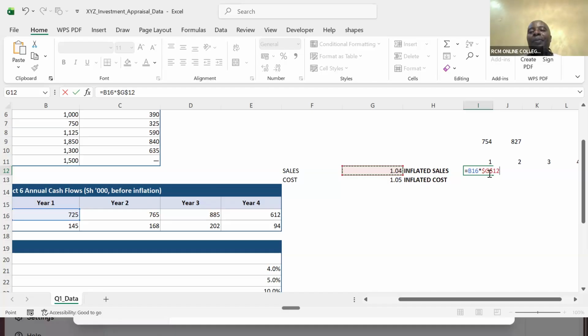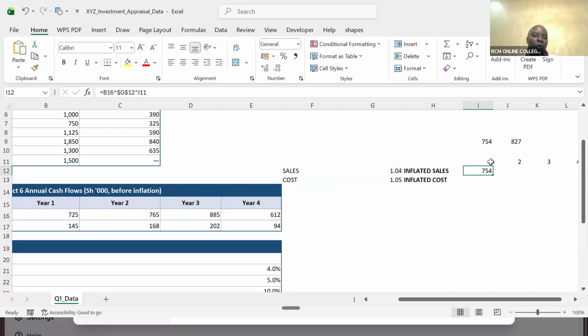And then because I'm inflating, its compounding factor, I will come and say raised to. I don't have to write 1 there because I want this to move as I move this year 1, raised to year 1 like that. So once I do that, I'll be able to enter. And the very best way is to say control, enter, so that I'll be left with this one here, still highlighted.